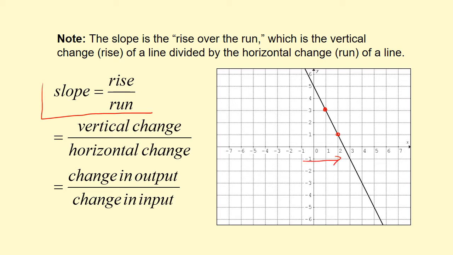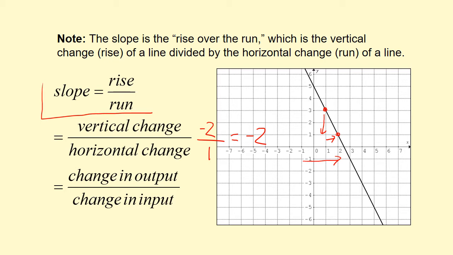I have to go down 2 spots. So my vertical change is going to be -2. And now my horizontal change is just 1. So we would say that my slope is -2 over 1, or just -2. That's the vertical change over the horizontal change.